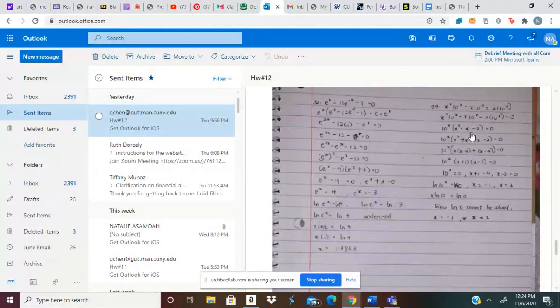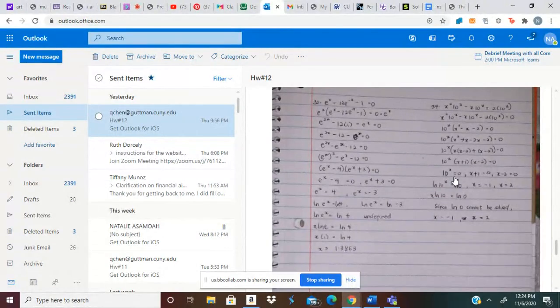So this was a question: x squared times 10 to the power x minus x times 10 to the power x equals 2 times 10 to the power x. I wanted to put all the like terms on one side, so I subtracted 2 times 10 to the power x on both sides. Then I factored 10 to the power x out, and I have x squared minus x minus 2 equals 0. I factored this further, and this was it.